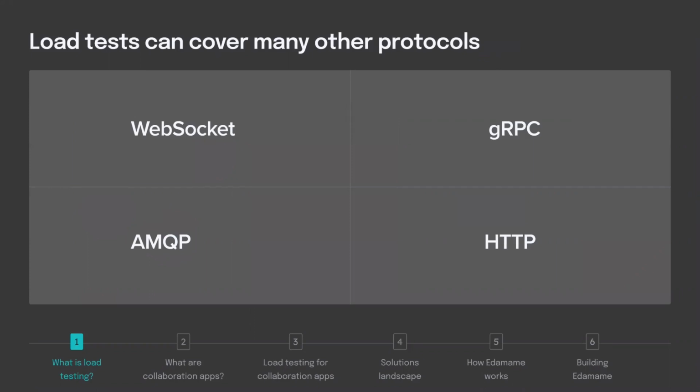For example, applications may have components that include other protocols, such as the WebSocket protocol or AMQP. And if that's the case, then developers will want to alter their test scripts to make sure that they are simulating these other protocols too, so that they are comprehensively testing their entire application.